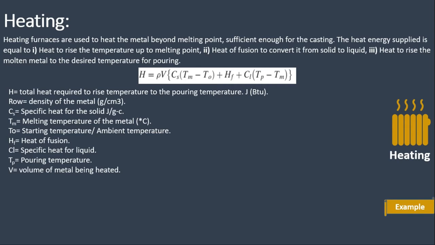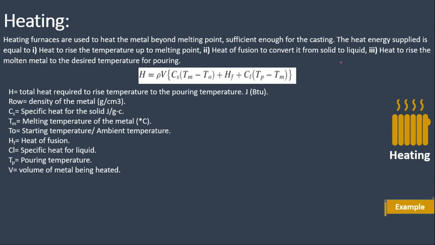For this purpose, heating furnaces of various kinds are used in the foundry. They are used to heat the metal beyond the melting point. We should make sure that enough heat is supplied to the molten material such that when we pour it into the mold cavity, it shouldn't start to solidify before filling the mold cavity completely. So we don't just heat up to the melting point. Instead, we heat beyond the melting point to make sure that the metal doesn't start to solidify while pouring into the mold cavity or before filling it completely.